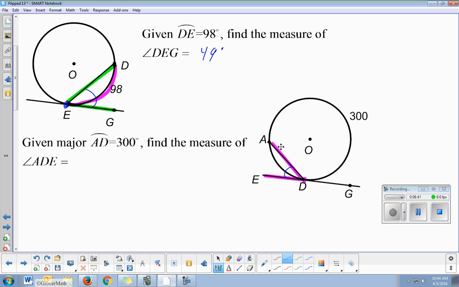And one way to solve this problem is to find minor arc AD. If major arc is 300, minor arc must be 60, because together that is a full circle, 360 degrees. And our angle is half of the arc inside, so that would make that 30 degrees. The other option was that there is a second tangent angle here. Not just ADE, but ADG is also considered a tangent angle. And this is half of its arc, and its arc is major arc AD. So half of 300 is 150, and then I know these two angles together are going to be supplementary.